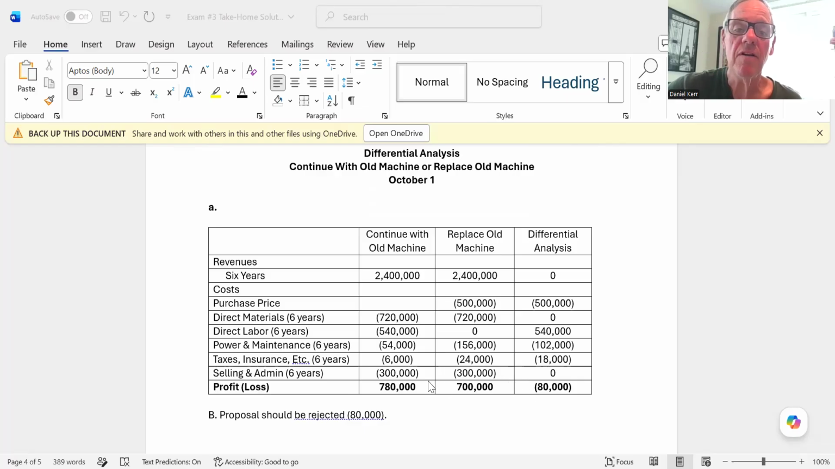So what you have there, if you continue with the old machine, you get a profit of 780,000. If you replace the old machine, you get a profit of 700,000. So replacing the old machine reduces profits by 80,000. So on that basis, you should reject the proposal to replace the old machine because it would reduce profits by 80,000.